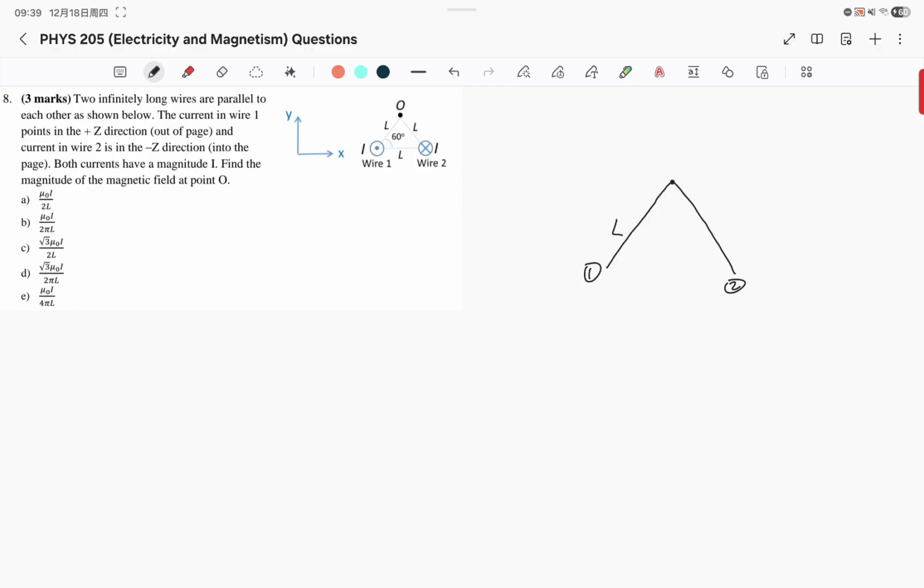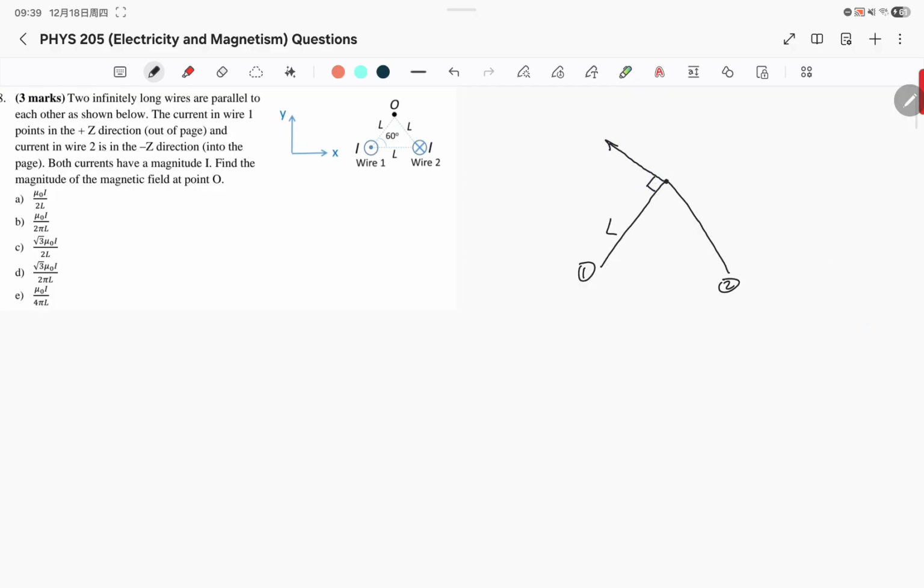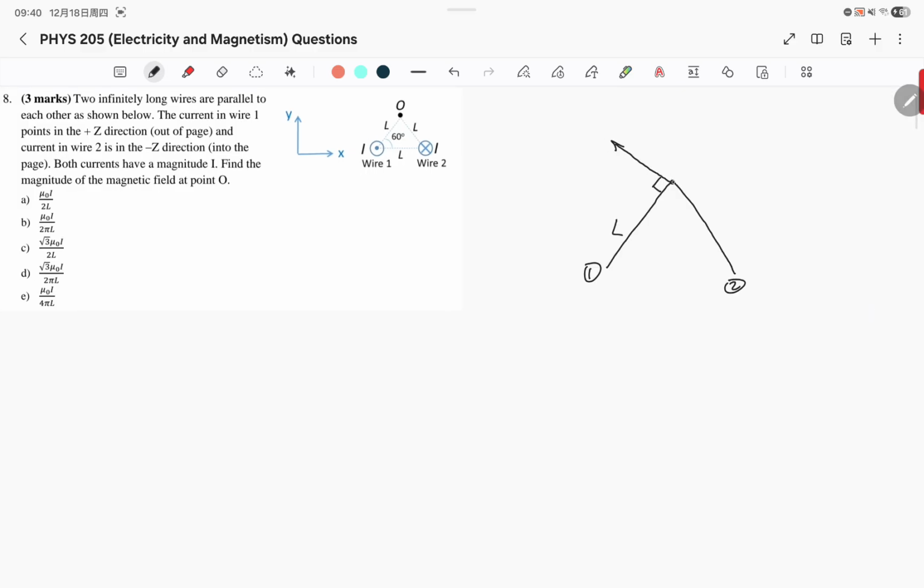What's the direction of the magnetic field caused by wire 1? If you use the right hand rule, you're going to see that it's in this direction, and this is 90 degrees. Why is it 90 degrees? Because if you draw a circle with radius L, the magnetic field is going to be tangent to this circle. So this is 90 degrees. Same thing for wire 2. Use the right hand rule. Thumb points into the page, and the other fingers are going to point in this direction.